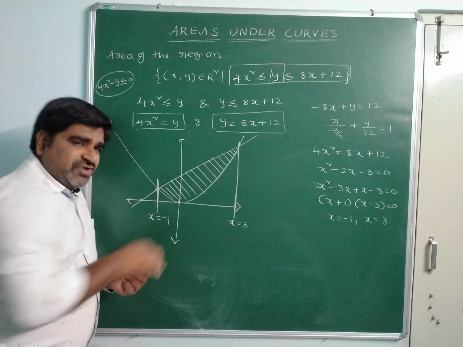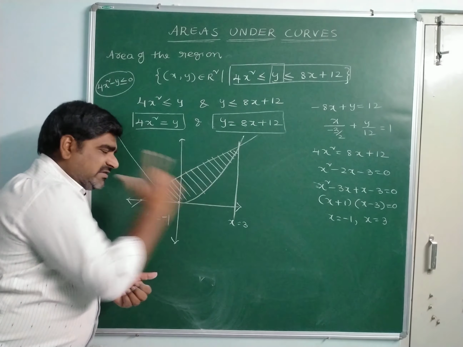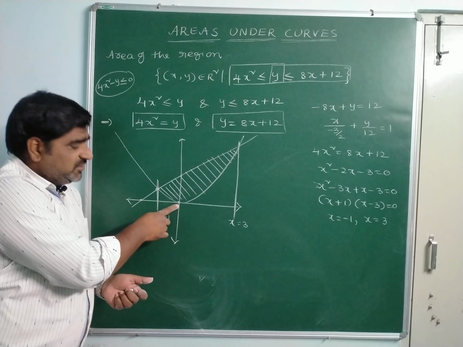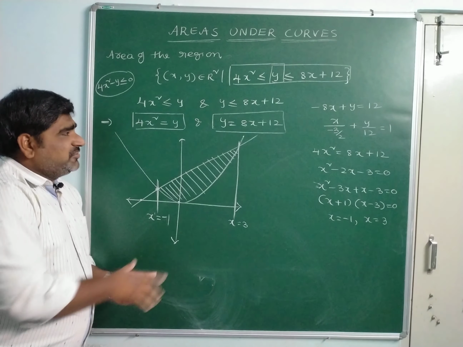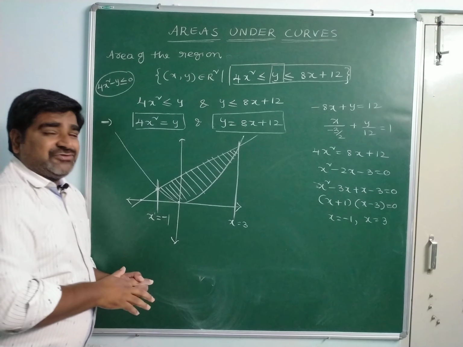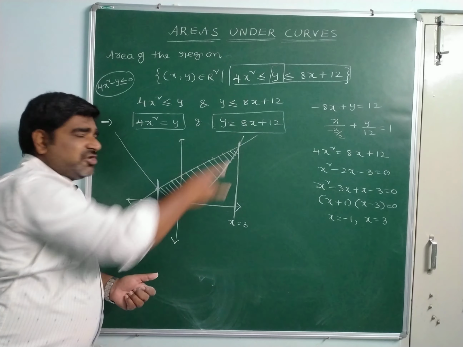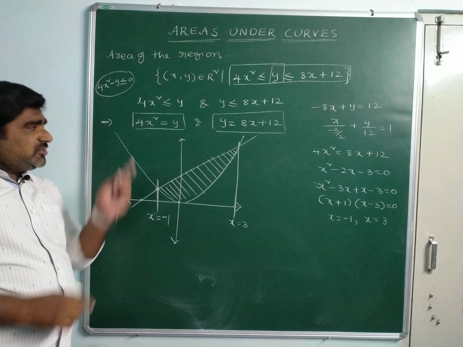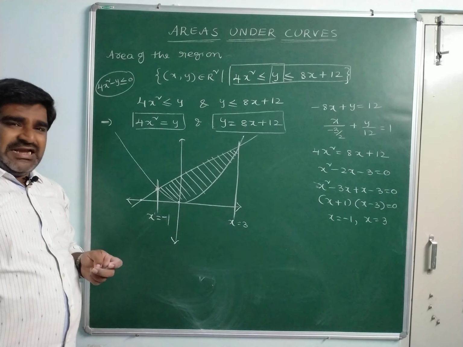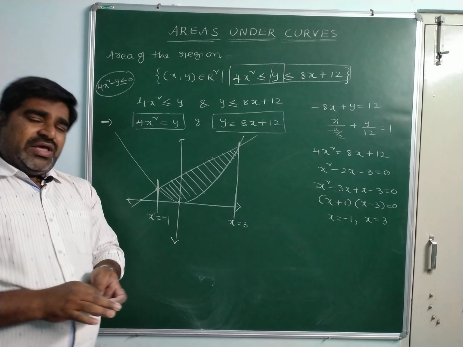You have the limits -1 and 3 now. Take some value between -1 and 3. It is very important. Take 0, a very easy thing. Substitute x = 0 here, y = 0. Substitute x = 0 here, y = 12. Here we got 0, here we got 12. Which is greater? 12 is greater. That means this is the upper curve and this is the lower curve. Like that also we can find out the lower curve and upper curve.